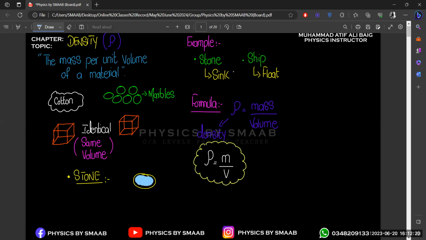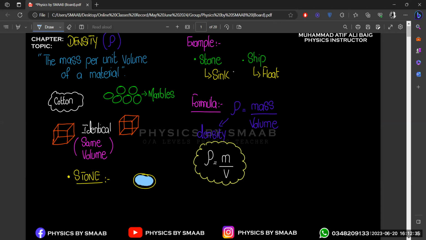जिस तरह से हमने example consider की थी cotton और marbles की कि हमने उन्हें box में fill किया था, तो box का एक fix volume था। इसी तरह से जो stone की shape है, so that shape defines the volume of a stone, right?